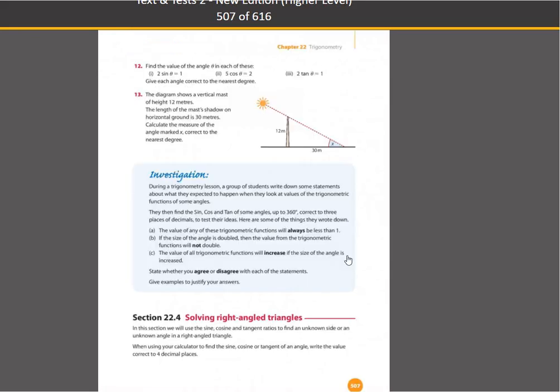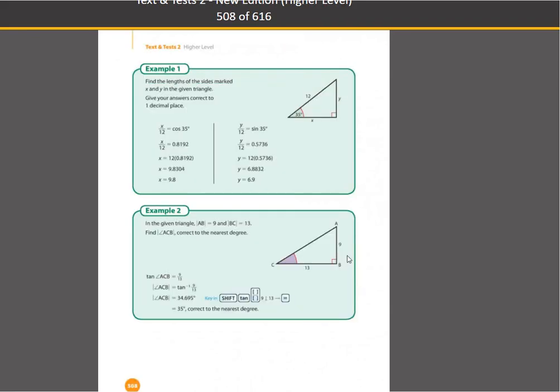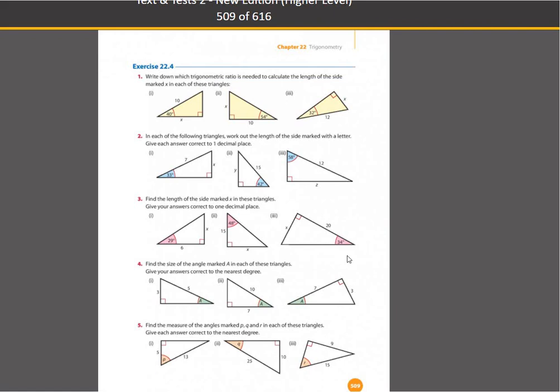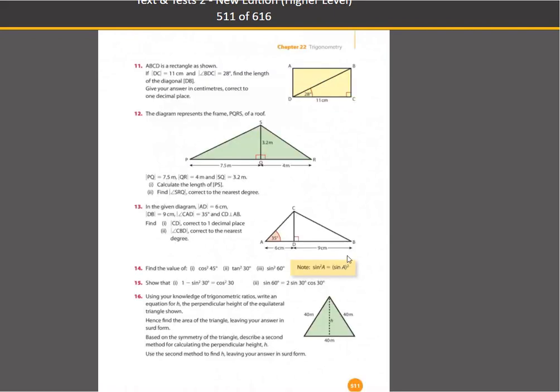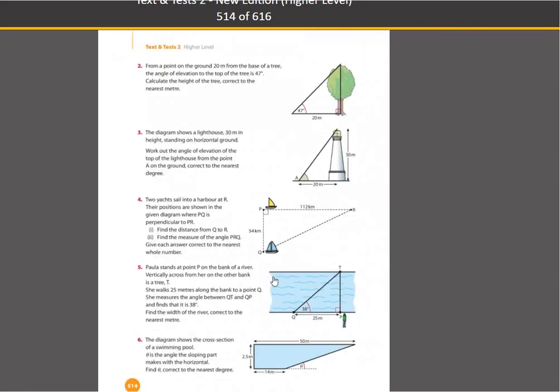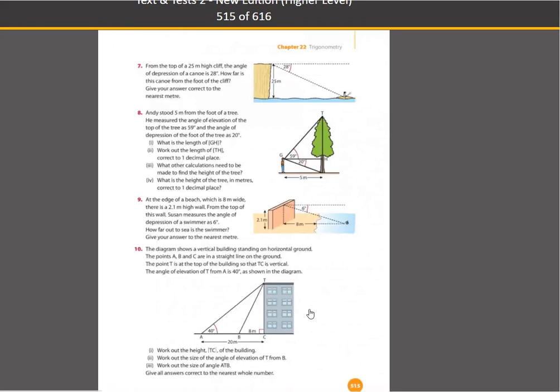And there's some examples there also. Some of these are more of the practical questions here. So we've got a person standing at point A, they're looking up to the top of the lighthouse there. The height of the lighthouse is 30 meters, they're 20 meters away from it. What is the angle of elevation? How high are they looking up? Or there's two boats here, and maybe you might be asked what is the distance from Q to R, or whatever. There's loads of questions there.